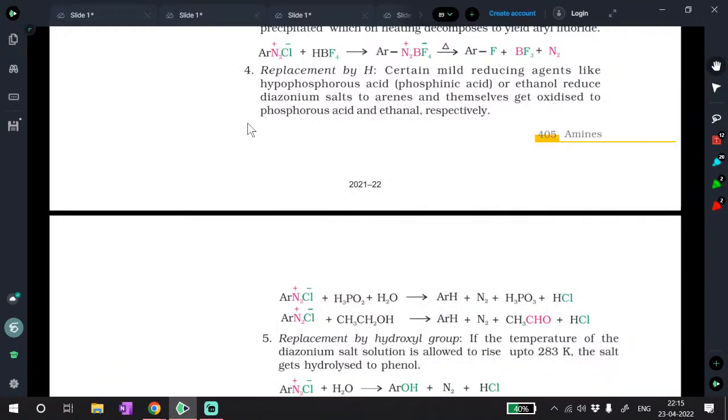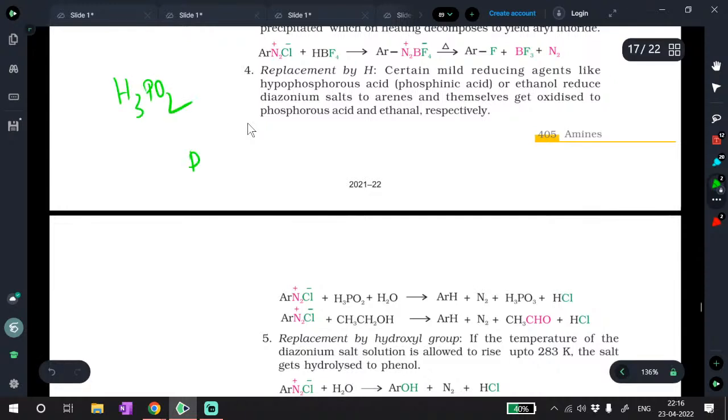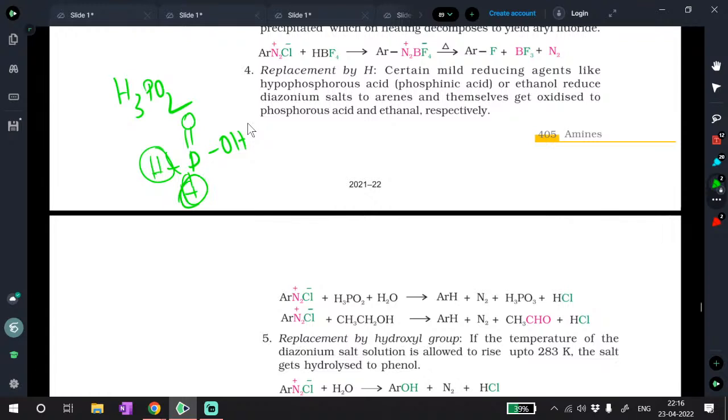Mild reducing agents, of course, it is a mild reducing agent. Let us see why. So H3PO2. Let us draw the structure first. P, O, OH, and H, H. So it is not that easily breakable, so it's a mild reducing agent. Or ethanol.